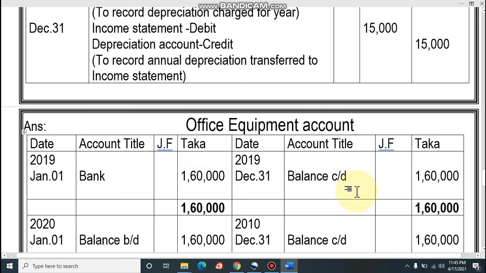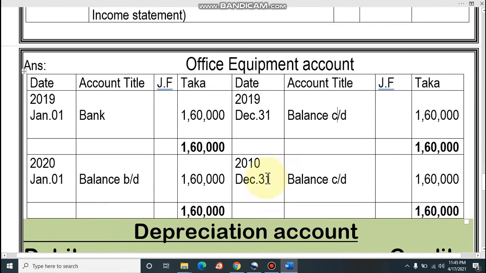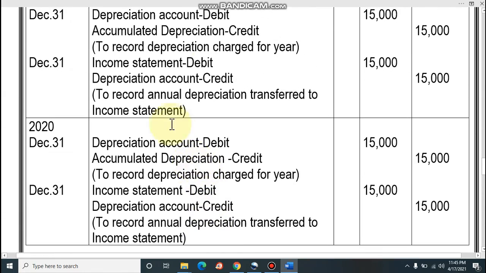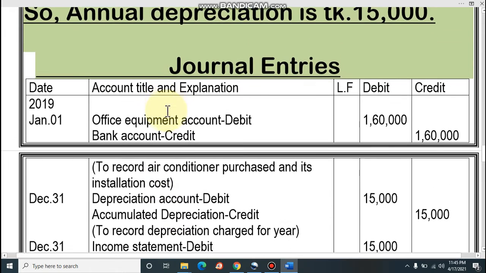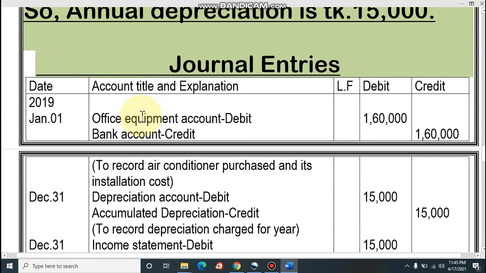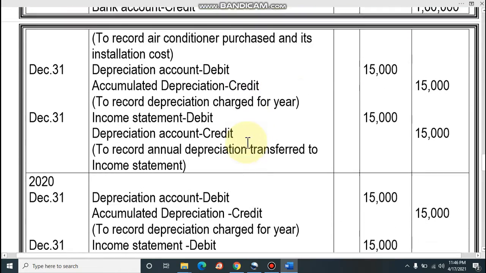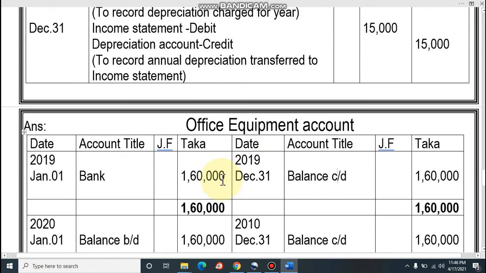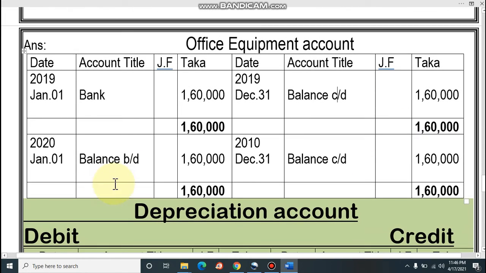The debit side is greater than the credit side. On the credit side we have no balance, zero. That's why in the balance sheet it will be shown. For next year also the same balance, because there is no new office equipment. So only one posting for office equipment: office equipment account debit 1,60,000, and we have posted it here, office equipment debit 1,60,000 and balance sheet 1,60,000. Next year opening balance 1,60,000 and closing balance also 1,60,000. I hope all of you understand.